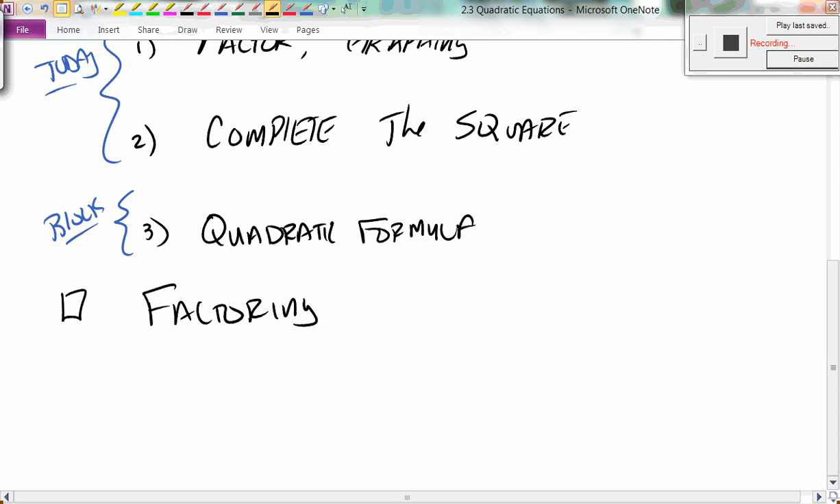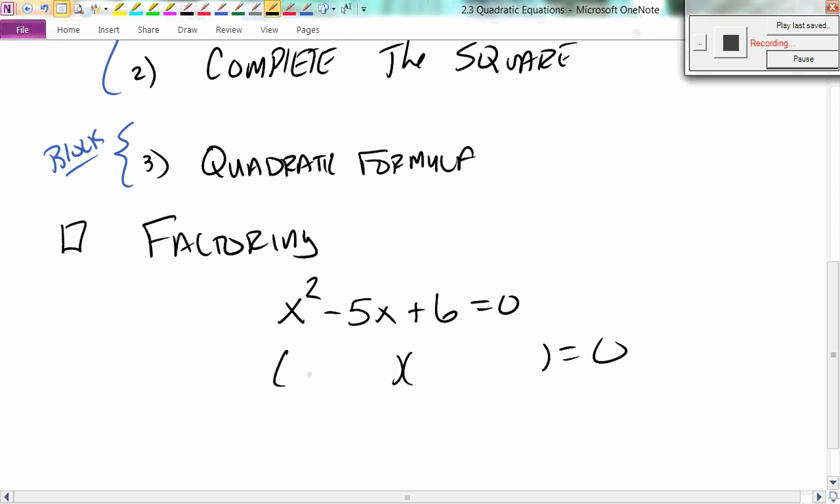Can we please solve this quadratic equation by factoring? It is x squared minus 5x plus 6. So you want to do an x and an x, and a -6 and a positive 1. Is that right? Let's see if that works. That doesn't work. Why not?